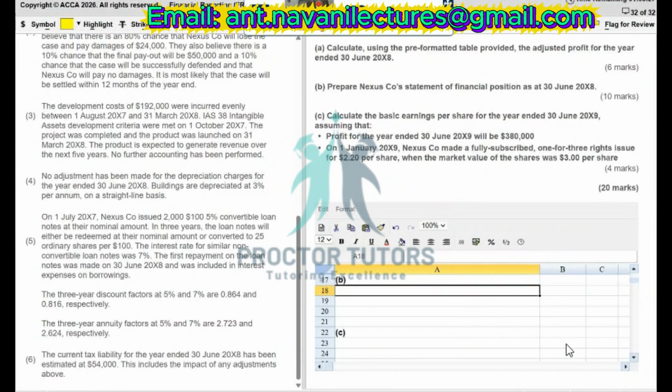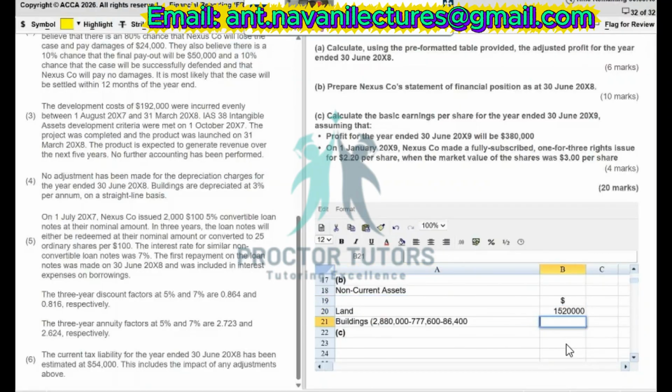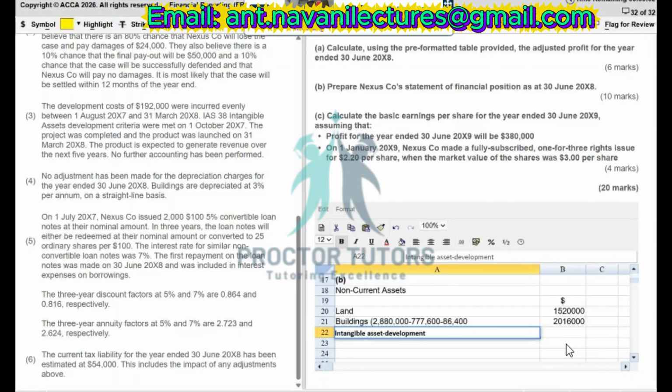Next is IAS 38 on intangible assets. You need to know when development costs can be capitalized and when they should be expensed. Students often memorize the rules but don't really understand them. If you understand the logic behind the standard, the questions become much easier.